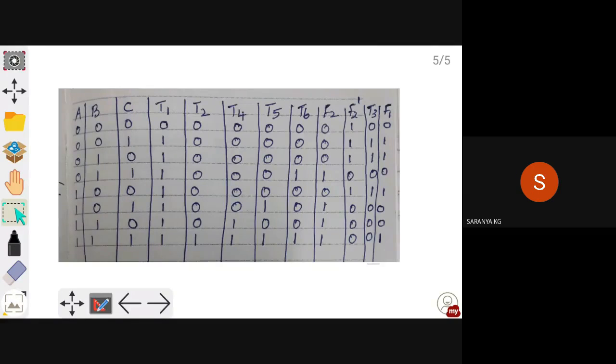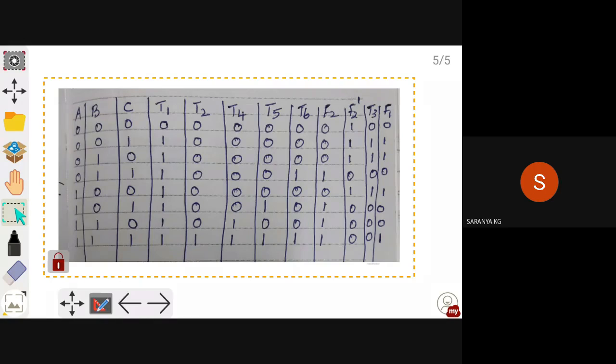So next T5. T5 is what? A and C. So you have to take A and C alone. Looking at A and C, you have 0 0, 0 1, 0 0, 0 1, 1 0, 1 1, 1 0, 1 1. 1 0 is 0, 1 1 is the last one. So only in the last row and the one before it you get 1 1. So T5 is 0 for everything else.